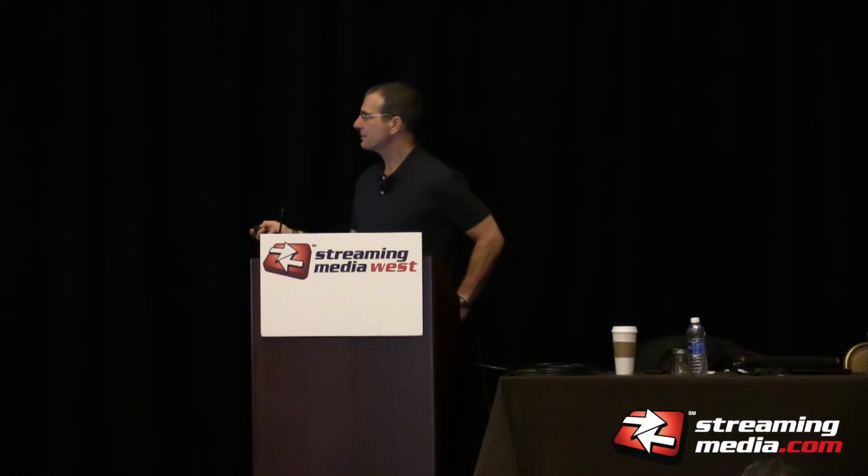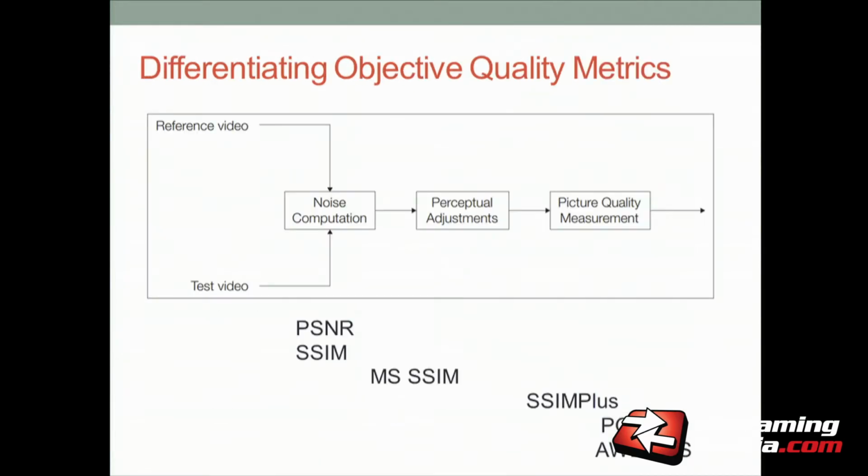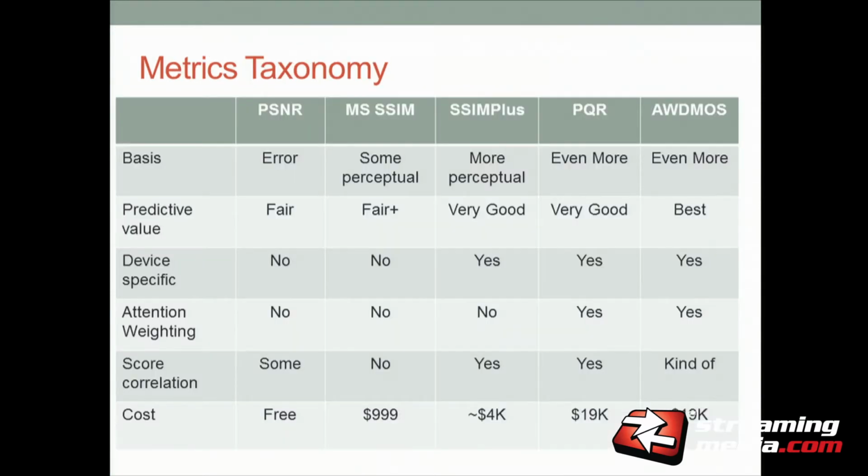Okay? And then this is a metrics taxonomy that I put together to cover pretty much all the metrics we're going to be looking at over the next few minutes. The basis goes back to this slide here. Is it noise computation, or does it have a lot of this refinement? So PSNR is pretty much mathematical error. The predictive value, we've seen everybody who compares their technology to PSNR says it's almost random.